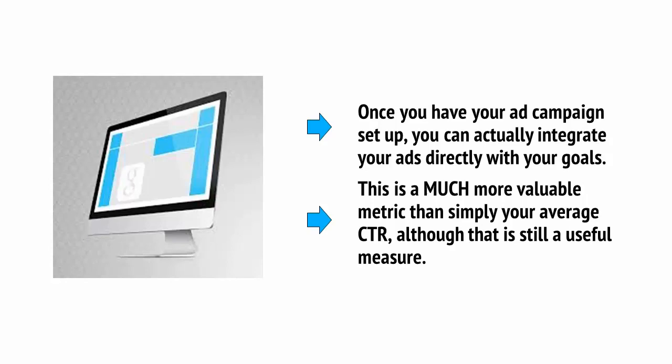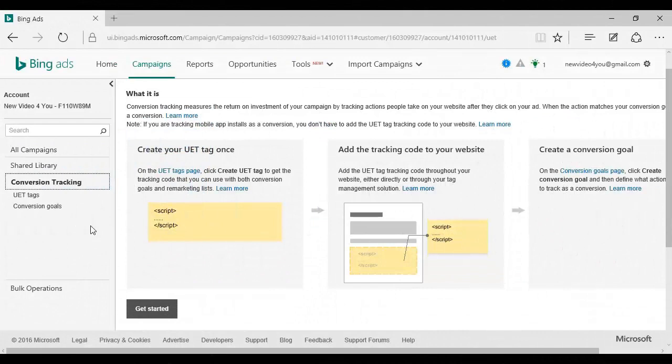To set up goals, go to your campaigns and then click Shared Library and then Conversion Tracking. You'll need to get a UET tag. Now, this is a small piece of code that you'll put on your website to link it to your Bing ads. Just click here, Get Started, on the page here where you create your UET tag and follow the on-screen instructions. It's all fairly straightforward.